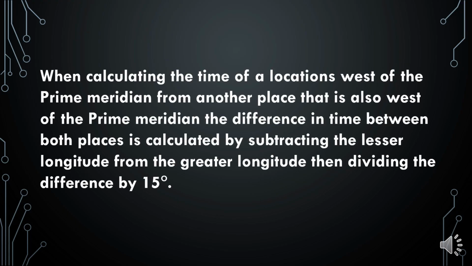When calculating the time of a location west of the prime meridian from another place that is also west of the prime meridian, the difference in time between both places is calculated by subtracting the lesser longitude from the greater longitude, then divide the difference by 15 degrees.